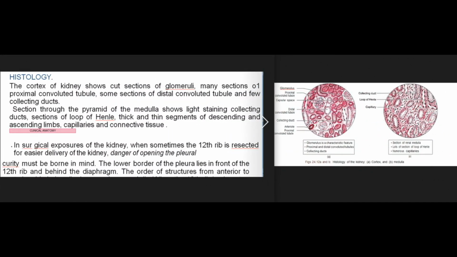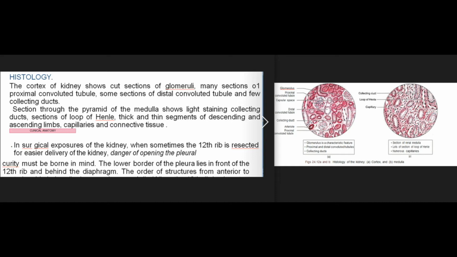Histology. The cortex of kidney shows cut sections of glomeruli, many sections of proximal convoluted tubule, some sections of distal convoluted tubule and few collecting ducts. Section through the pyramid of the medulla shows light staining collecting ducts, sections of loop of Henle, thick and thin segments of descending and ascending limbs, capillaries, and connective tissue.